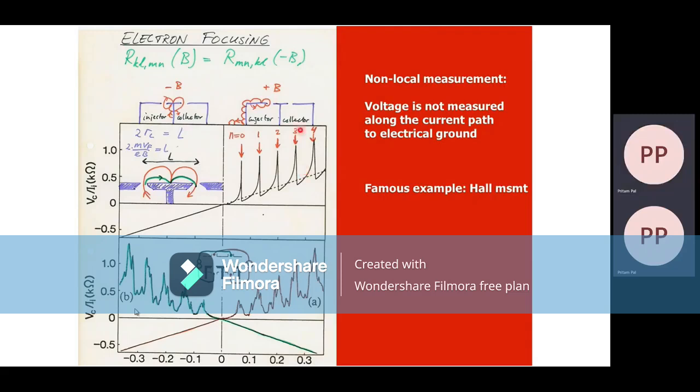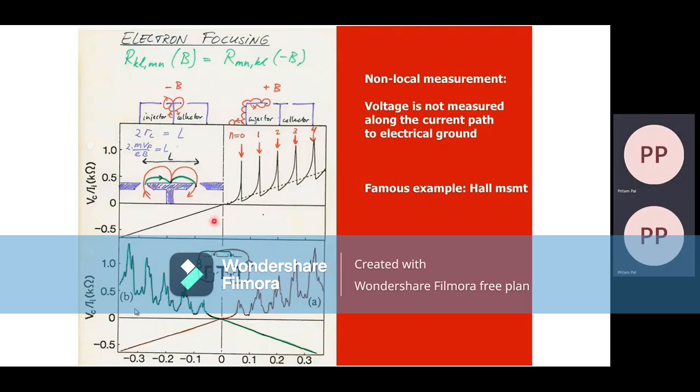Now, if the field is applied in the opposite direction, the electrons never reach the detector, never reach this hole, because they are focused away in this direction, and they never find this connection. So charge is not accumulated on the detector side, and no voltage is created. This is represented by a featureless line, as you can see, for the negative fields.